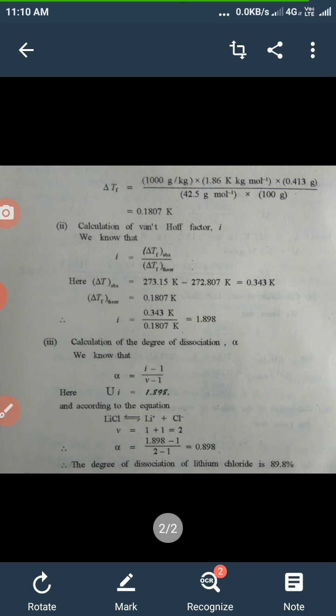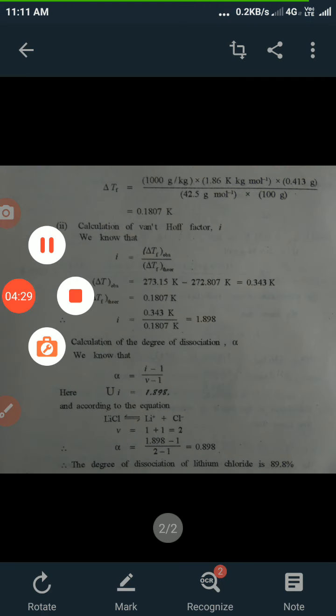Now we put these values of I and nu in this equation, therefore alpha will be equal to 1.898 minus 1 divided by 2 minus 1, that is equal to 0.898, or in percentage terms it will be 89.8%. That gives us that the degree of dissociation of lithium chloride in water is 89.8%.